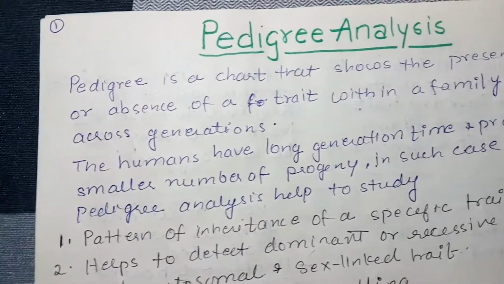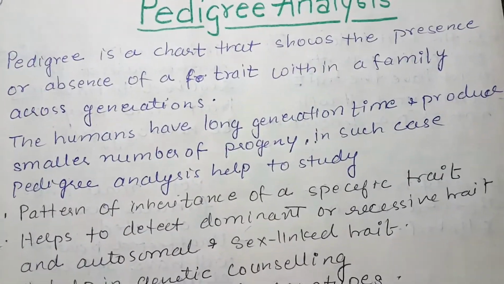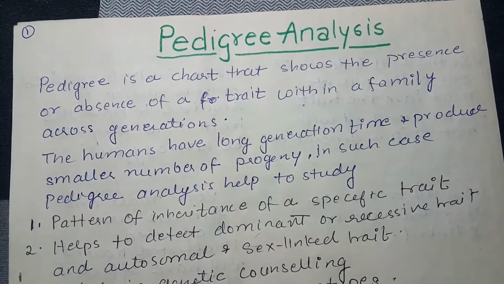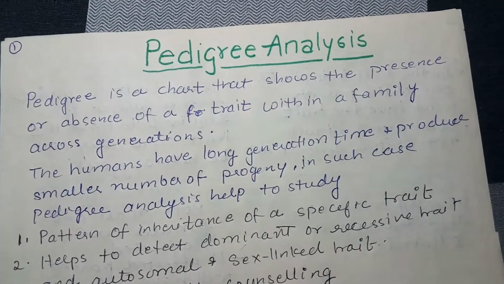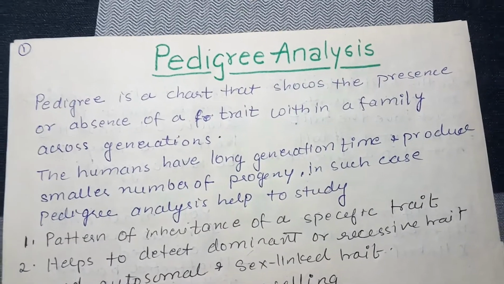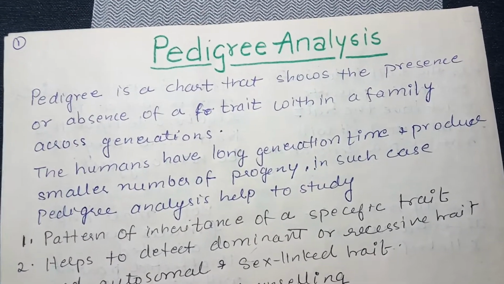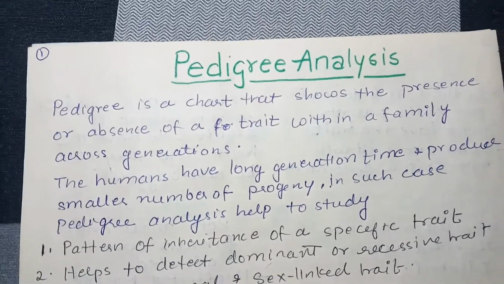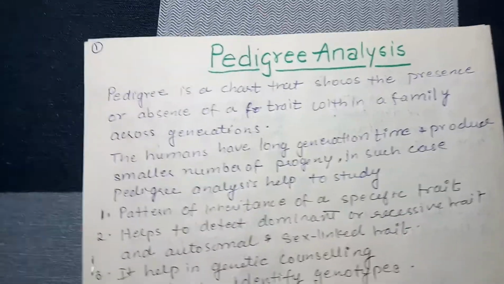Since humans have a long generation time and produce a small number of progeny, it is very difficult to predict the inheritance of any disease in the subsequent generation. So in such cases, pedigree analysis helps to study them.